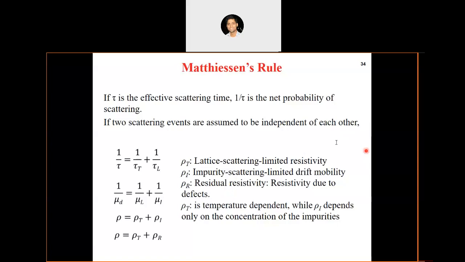There is a question: you told us that the velocity of electrons is independent of temperature, so does the kinetic energy of electrons depend on temperature? No, because the velocity is independent of temperature, that also means the kinetic energy of the electron is independent of temperature. Okay.